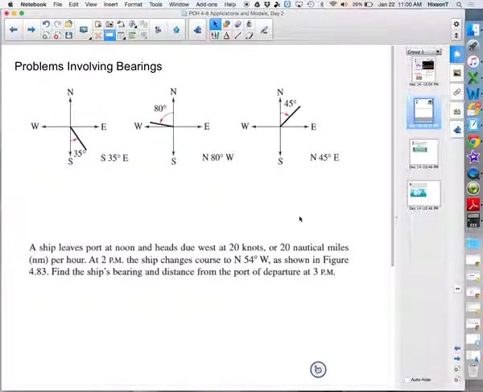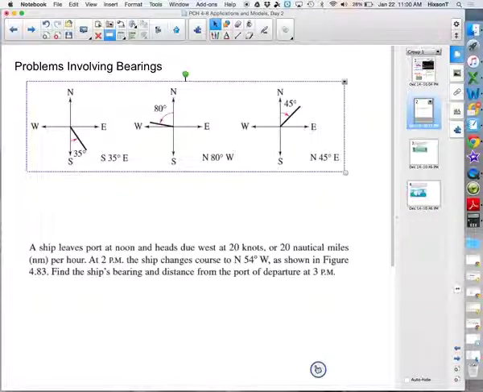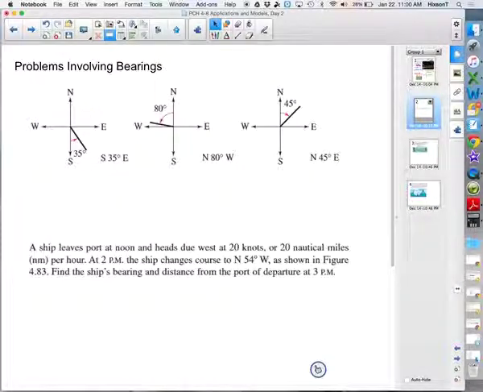The other thing I wanted to address here was problems involving bearings. We'll just address this a little bit because really the problems aren't any harder. It's just the way the angles are measured. So I wanted to point out the way these angles are measured. You'll see here it says south 35 degrees east, north 80 degrees west, north 45 degrees east. What we're talking about here is the first letter tells you where you're going to start measuring from. And then obviously this is the angle. And the second letter tells you which direction you're going to measure from that.